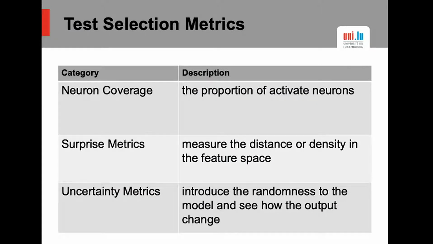The first one is neuron coverage. It depends on the proportion of active neurons. It has multiple different versions of neuron coverage. The second is the surprise metric. This type of method measures the distance or density in the feature space. The last one is the uncertainty metric. This type of method introduces randomness to the model and sees how the model output changes. The selected data are those that have the highest uncertainty, surprise, or neuron coverage.